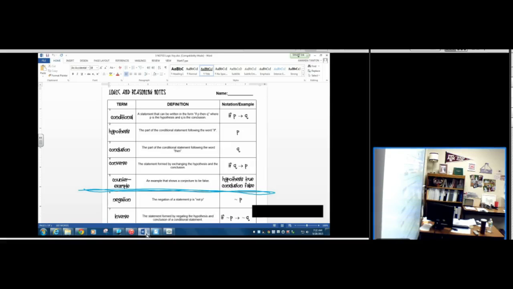So these notes we got in the first unit, but if you lost them, I'm giving you a chance to fill them out again. Conditional, hypothesis, conclusion, converse, and counterexample.